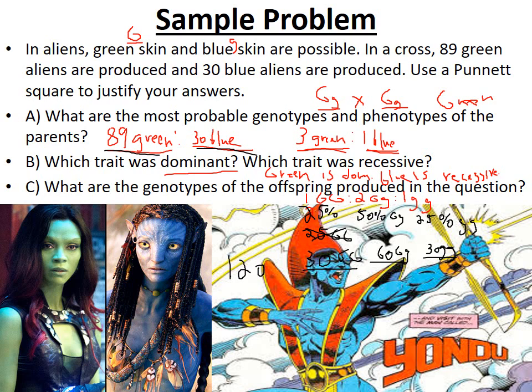So you can figure out how many of those individuals would be each genotype. So in our 89 green, 30 are big G, big G, and 60 would be big G, little g, roughly. Because it's one big G, big G for every two big G, little g, and that would make sense. And then of course you have 30 little g, little g, because there are 30 blue. And that you can tell just from that phenotypic ratio.